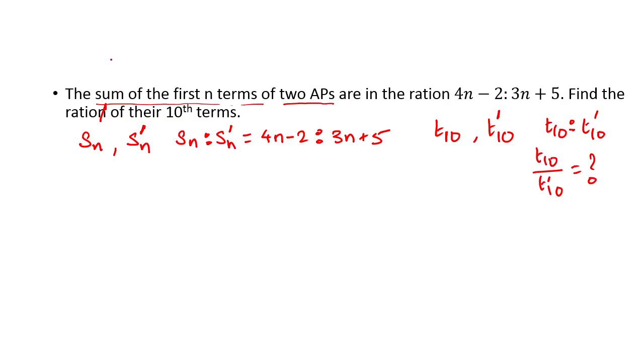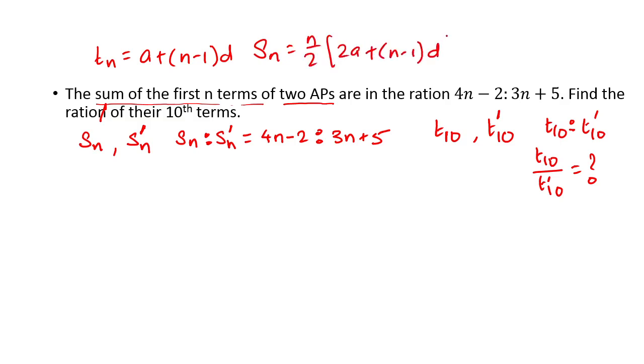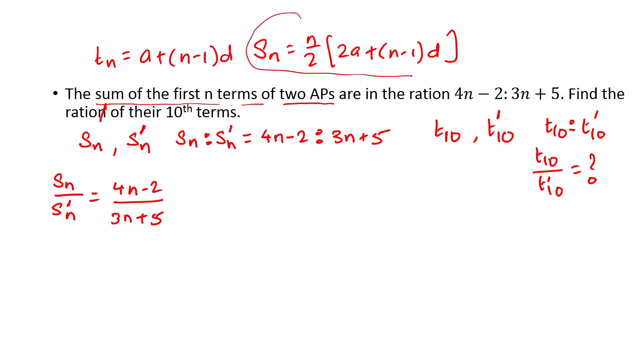Recall that for an arithmetic progression, Tn is given by a plus n minus 1 into d, and Sn is given by n upon 2 into 2a plus n minus 1 into d. So when I consider Sn is to Sn dash, we are basically considering Sn upon Sn dash, and this ratio is equal to 4n minus 2 upon 3n plus 5. Now Sn we know is in this form.